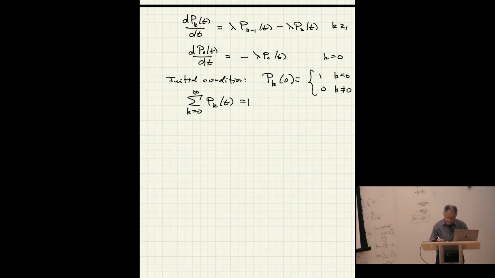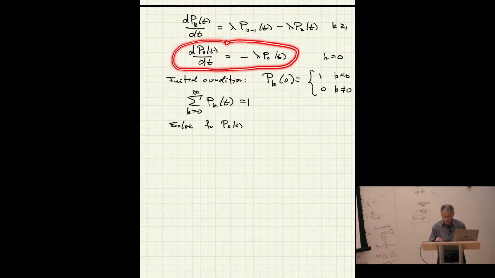Let's solve this. First of all, for p_0(t). Remember, now I'm faced with a set of differential difference equations. I can solve it a number of different ways. I'm going to solve this in a rather straightforward way. So the first thing I want to do is solve this equation. Well, I don't have to go to differential equations to solve that. I know the solution to that. What is it?